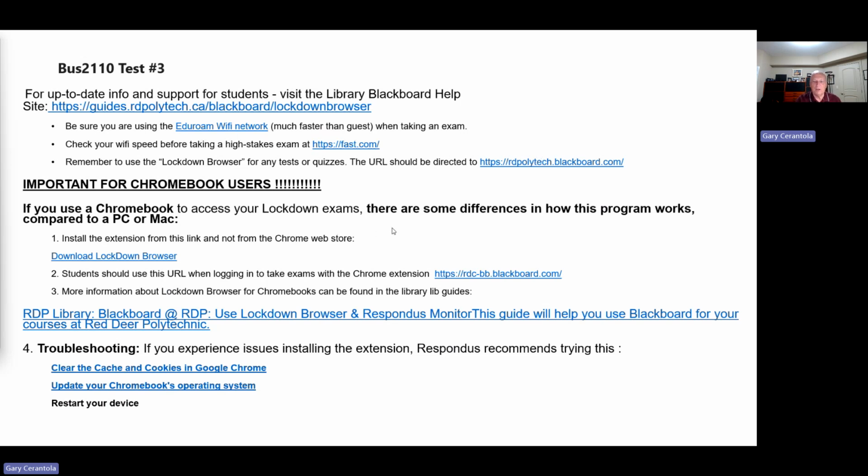Again, if you have a Chromebook, if you just started using it, the platform doesn't service Chromebook like it does all other devices. So look to see what you need to do special for that. And the best help that you can get is through the library.